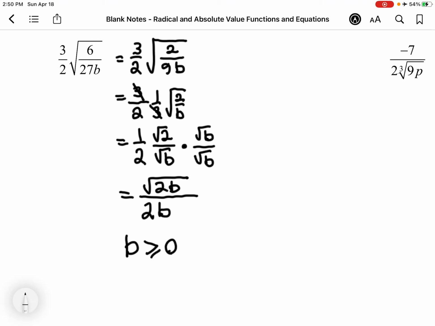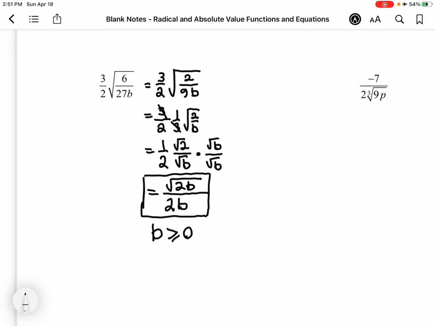Right? Because if it's less than or equal to 0, then the radicand will be negative, and I can't take a negative square root, right? Or I can't take the square root of a negative number, I should put it that way. Okay, so that would be the fully simplified radical.